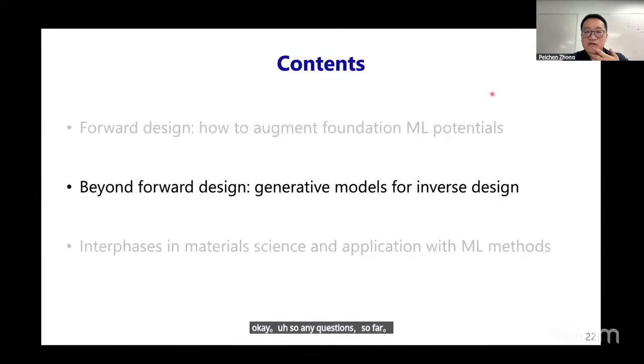Okay, so any questions so far? And after that, I can go to the inverse design.